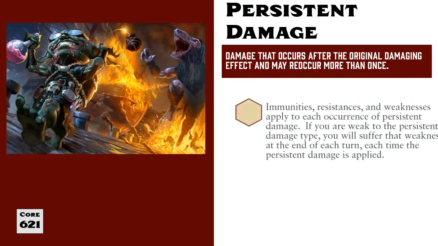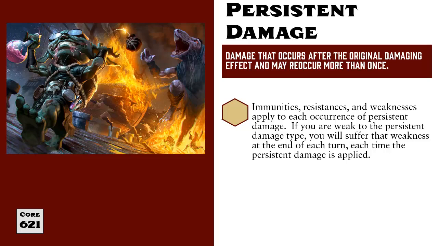Also, immunities, resistances, and weaknesses all apply to persistent damage and are considered separate from an effect's initial damage. So for example, if you have a flaming warhammer that deals 1d8 bludgeoning damage plus 1d4 points of persistent fire damage, and the target has vulnerability 5 to both bludgeoning and fire, they will suffer 1d8 plus 5 bludgeoning damage on the hit, and another 1d4 plus 5 fire damage at the end of their next turn, as well as at the end of every other turn until the persistent condition ends.